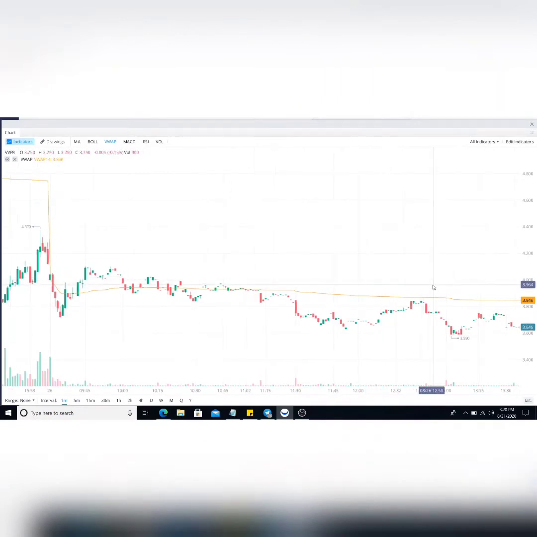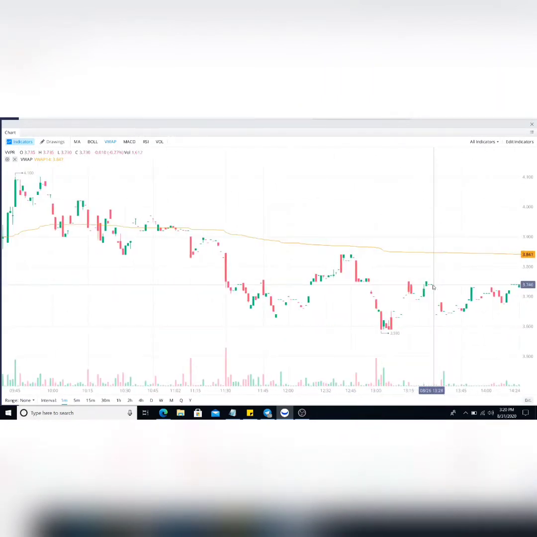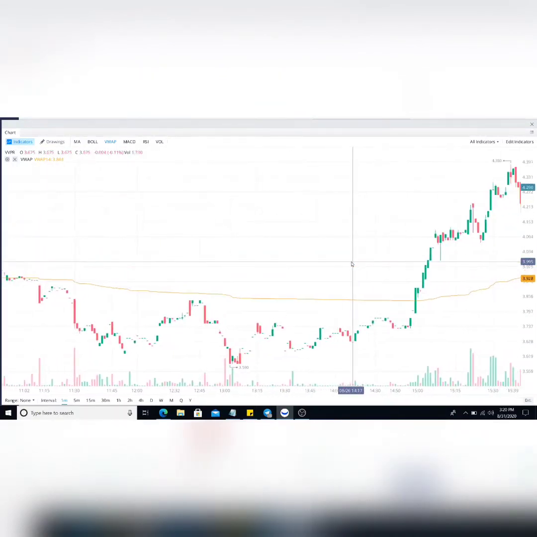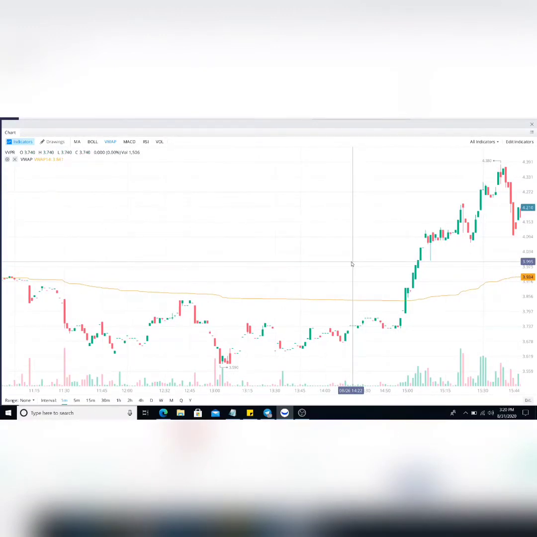But even on the 26th, if you look over here, you can see it. Even though there's no volume, it's testing VWAP. It's not strong enough to push through, but it's testing it, and it's getting rejected. Over here, it's trying to test it again, gets rejected. But then something happens.